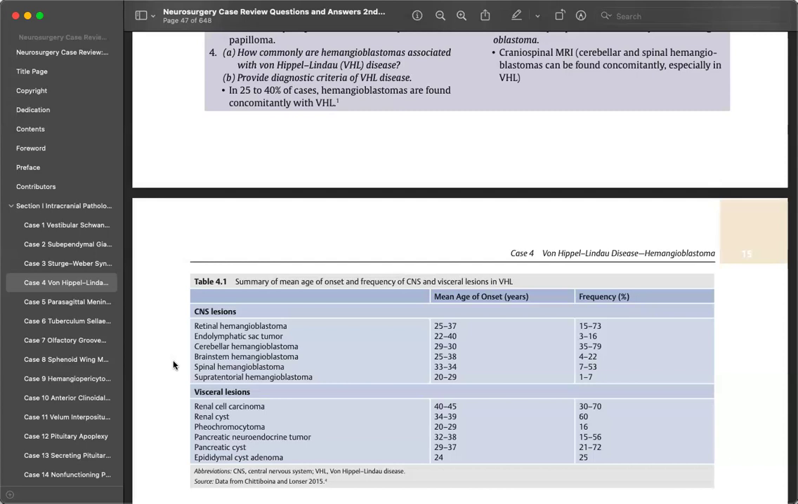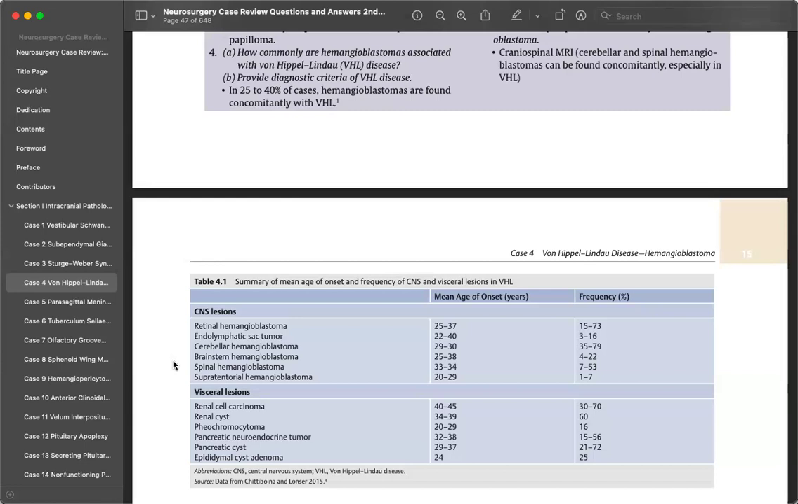All right, so the cysts grow at a faster rate than regular hemangioblastomas, and symptoms are often related to the mass effect secondary to the cysts.